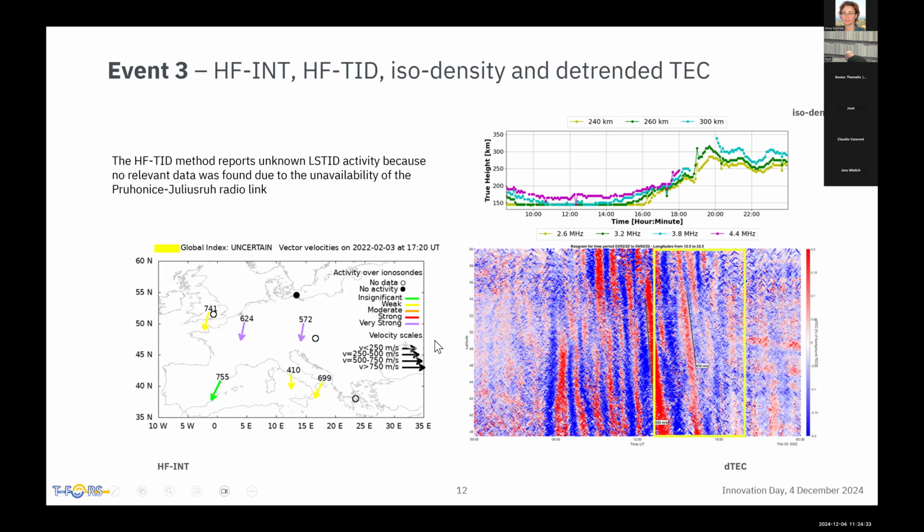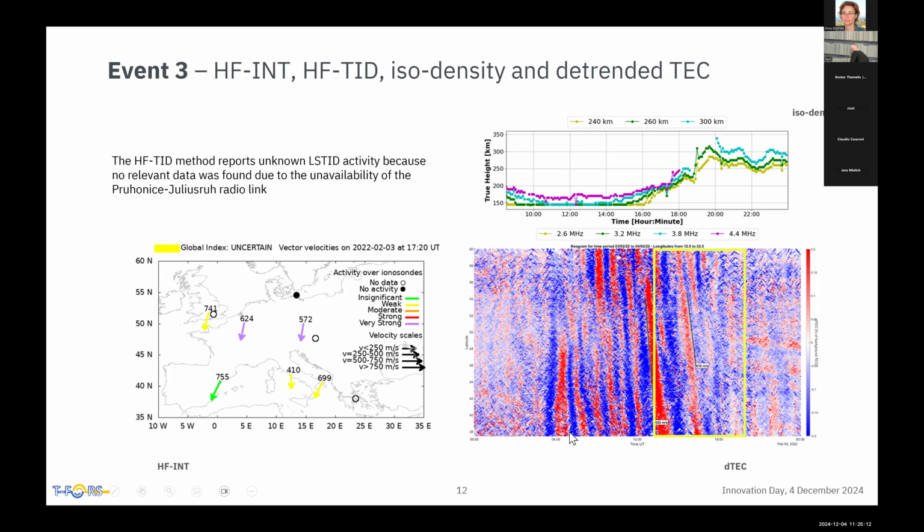But looking at the data again here, unfortunately, we missed the radio link between Pruhonice and Juliusruh, so we have the HF TID plot I have shown before. Here we have some examples of the HF interferometry that, in this particular case, seems quite clear that large-scale TIDs are there, but probably what happened is that this is a particular shot of a particular time. So looking before or after this image, you are probably not sure that a large-scale TID is happening. So this is why the Ebro colleagues said no in the catalog.